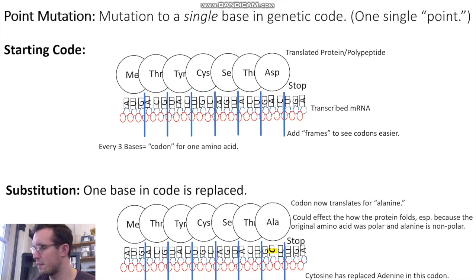Now, this codon, guanine, cytosine, cytosine, codes for alanine instead of aspartic acid. So this could affect how the protein folds, especially because the original amino acid was a polar amino acid, but the new amino acid is nonpolar.